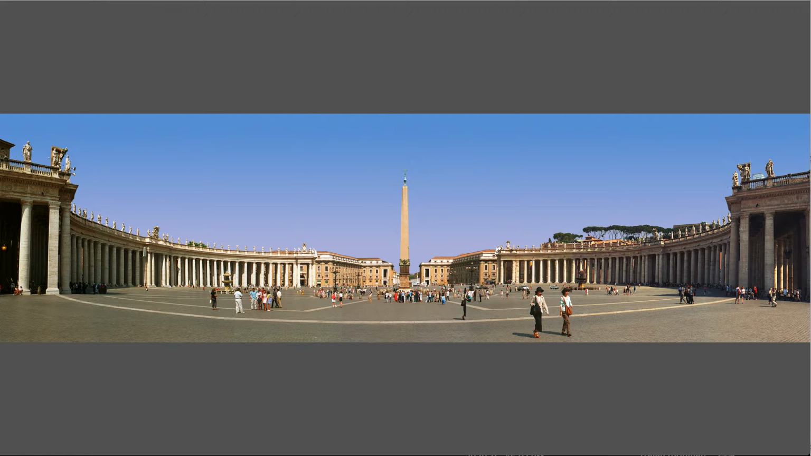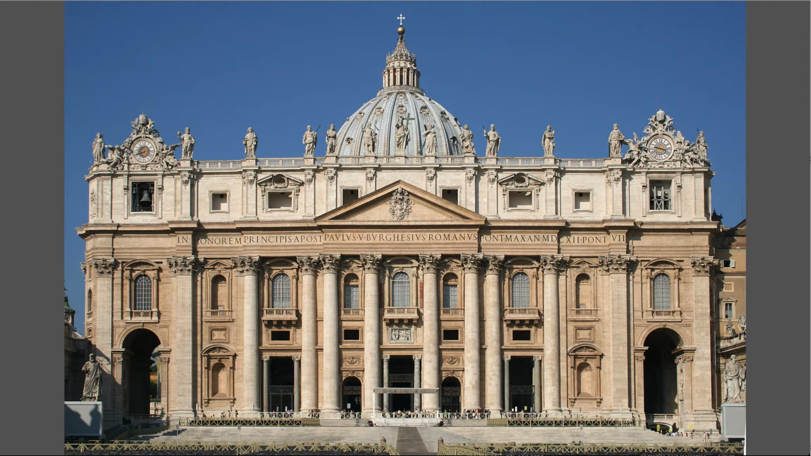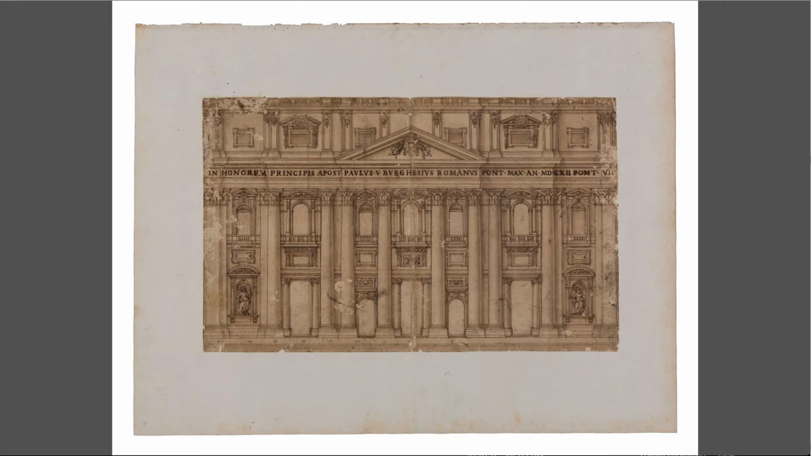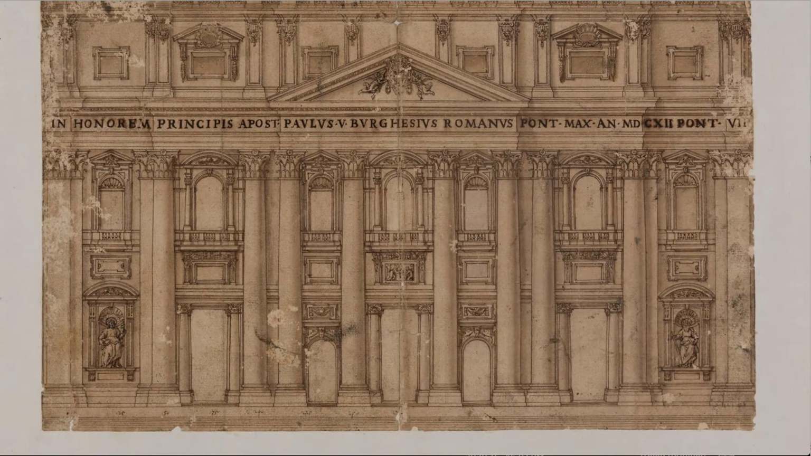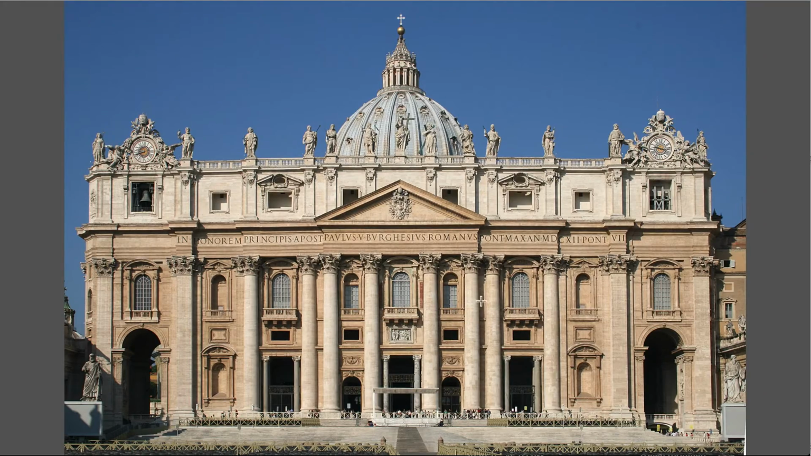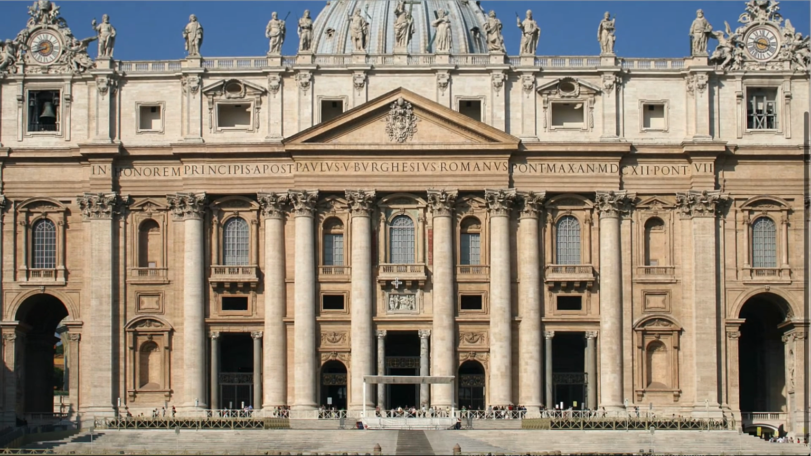Okay, let's look at the facade by Maderno. This was done much earlier. He was the chief of works in the first part of the 1600s. He designed those last three bays to extend it out, and he did this facade. Here's the drawing. This is the drawing. It's almost identical to the way it's actually built.